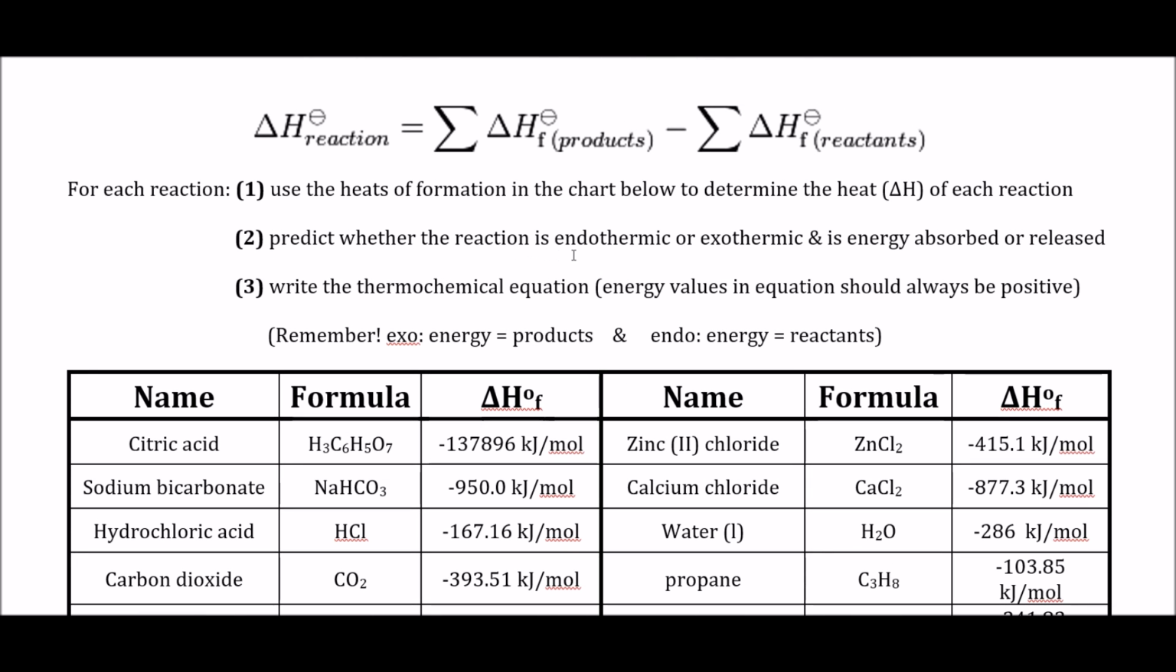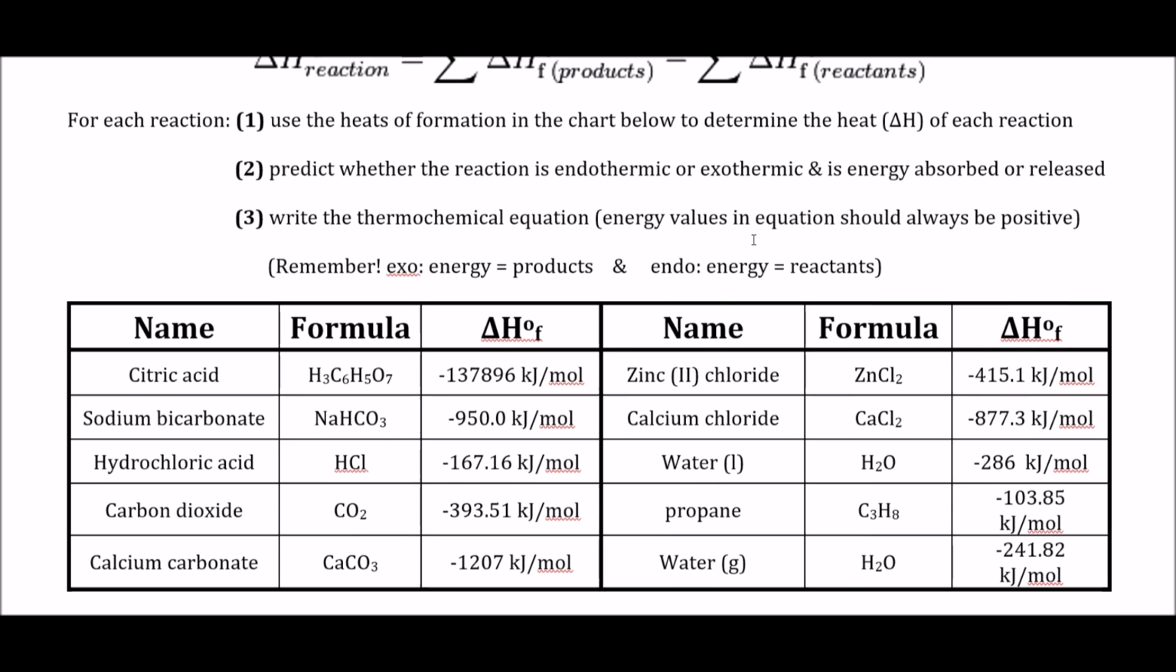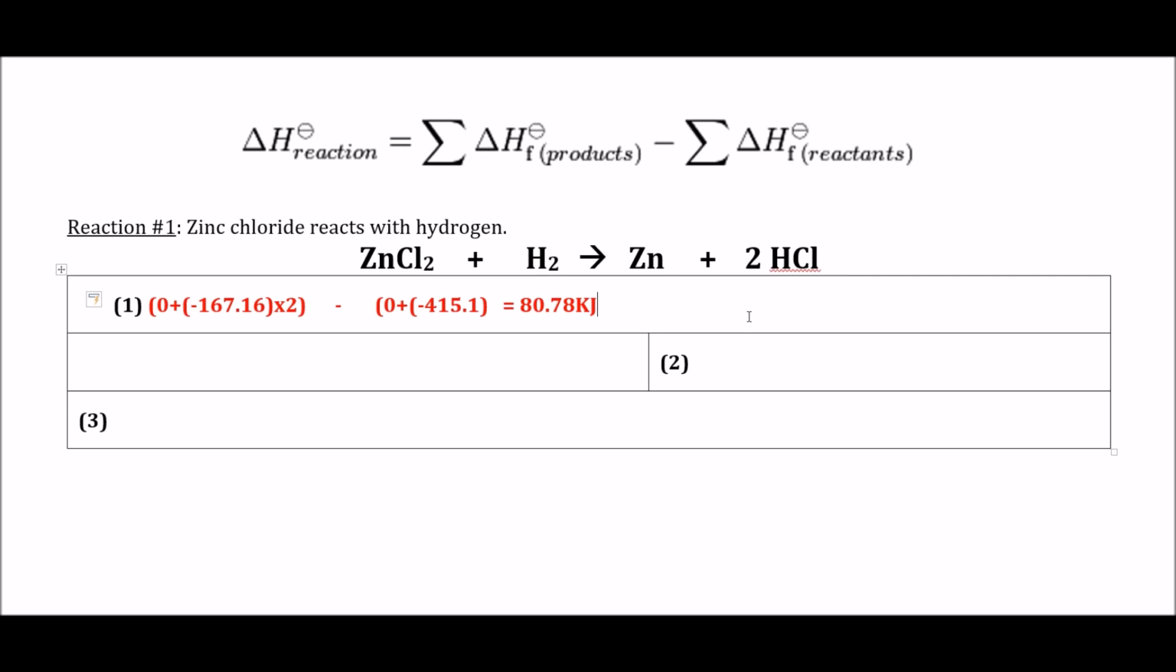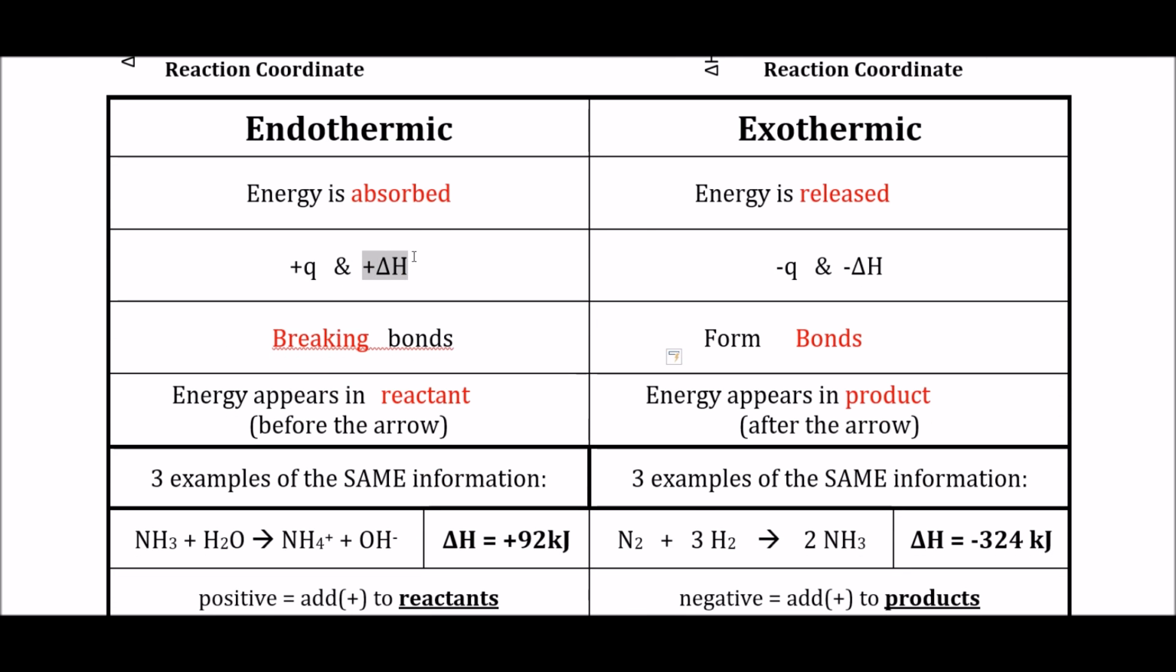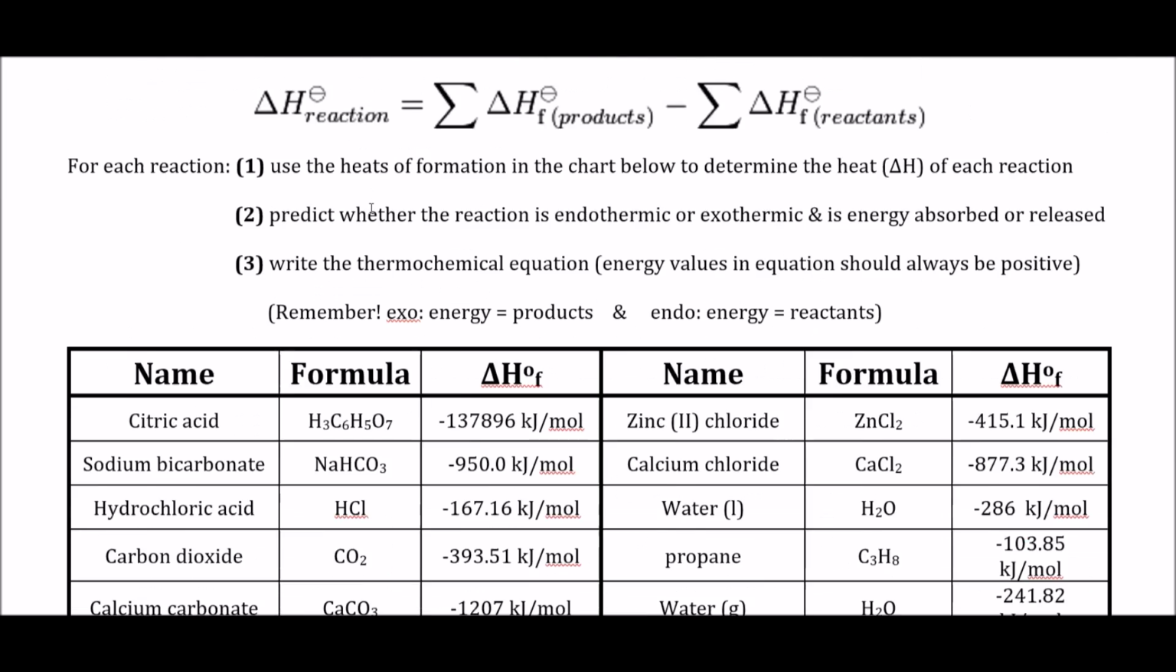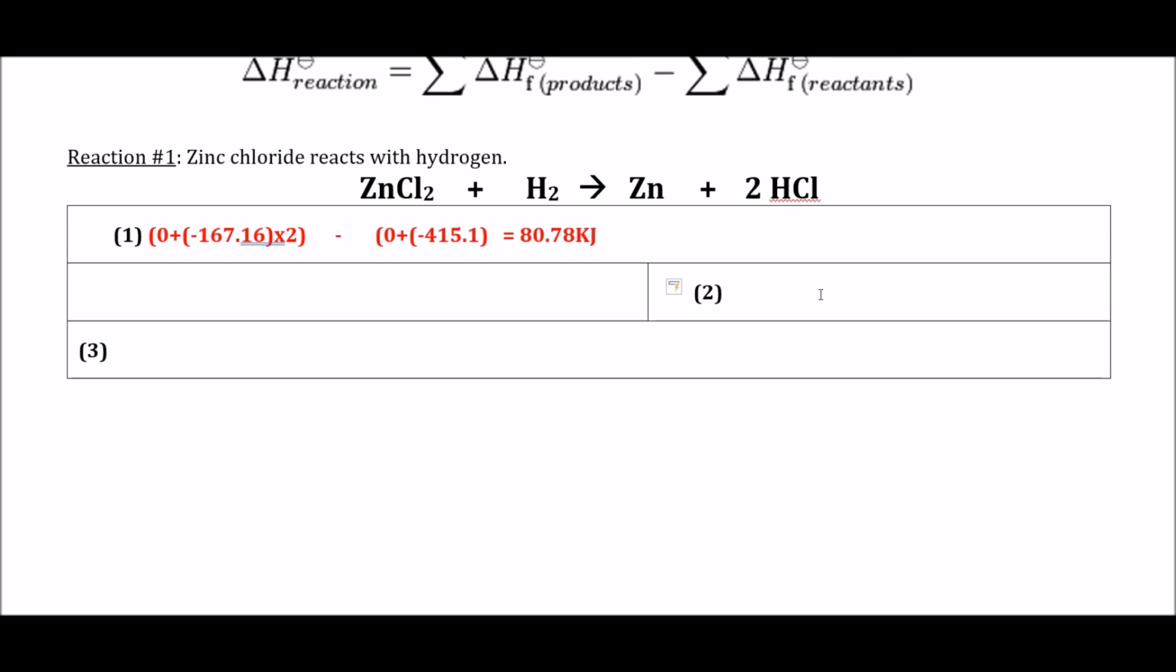Now we're going to predict whether the reaction is endothermic or exothermic, and whether heat is released or absorbed. So let's go and take a look at this. Now, is this going to be endothermic or exothermic? Well, is it positive or is it negative? And if you take a look here, it's positive, and if we go all the way back up here at our notes, if we have a positive delta H, it's endothermic. And so what that means is that this reaction is going to be an endothermic reaction. So let's go ahead and answer that question, endothermic reaction. And that is the answer for number 2.